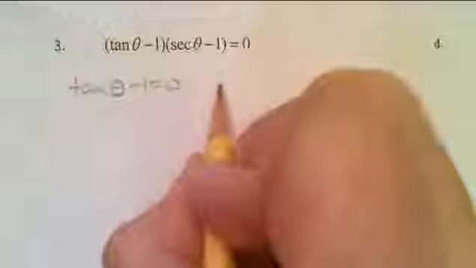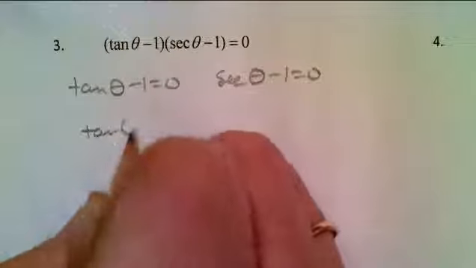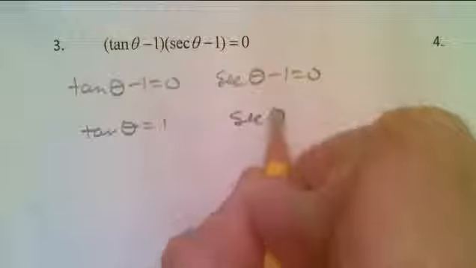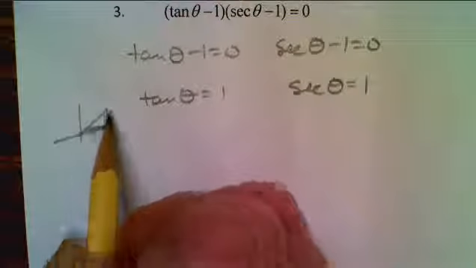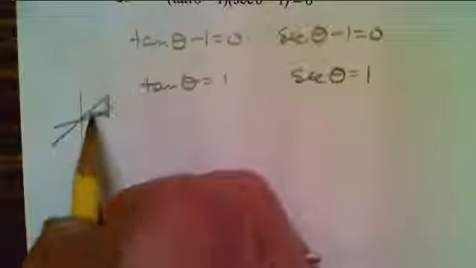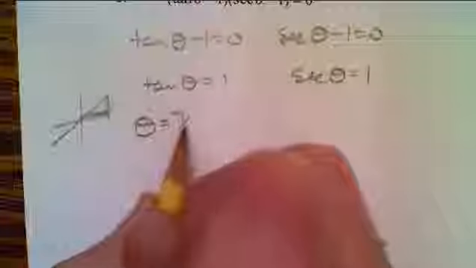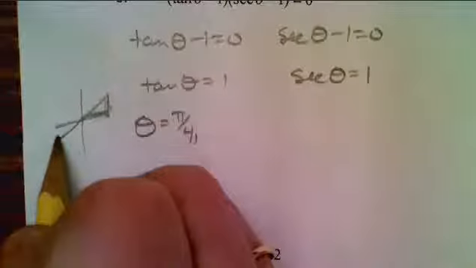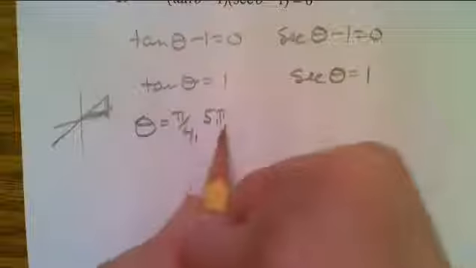Alright, with this one it's already factored, so all you need to do is set each factor equal to 0. So with this one I get the tangent is equal to 1. This one I get secant is equal to 1. Alright, where's the tangent equal to 1? Tangent is 1 when the x and the y value are the same. So if I take y over x, I get 1. So that's going to happen with a reference angle of pi over 4. Tangent is positive in those 2 quadrants. So theta could be pi over 4. Or in this quadrant, with a reference angle of pi over 4, there'd be 5 pi over 4.